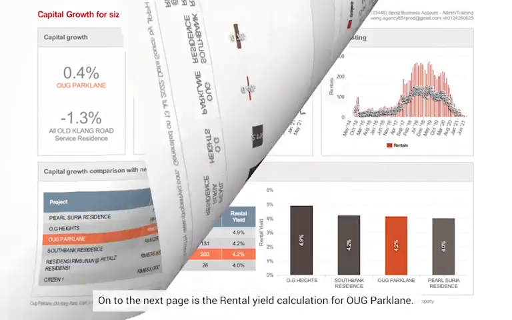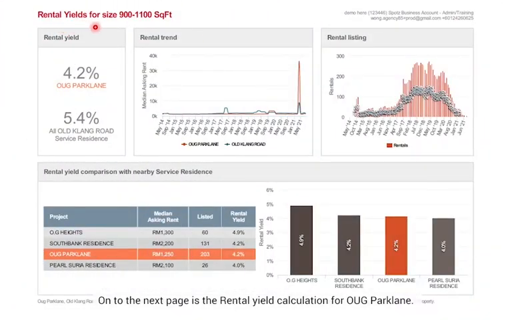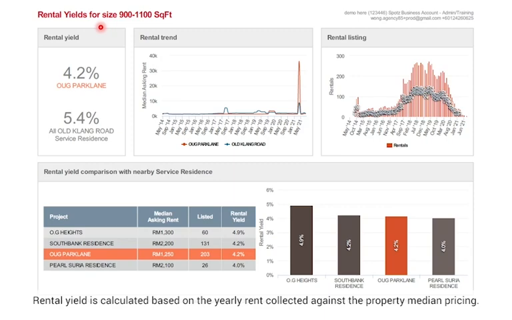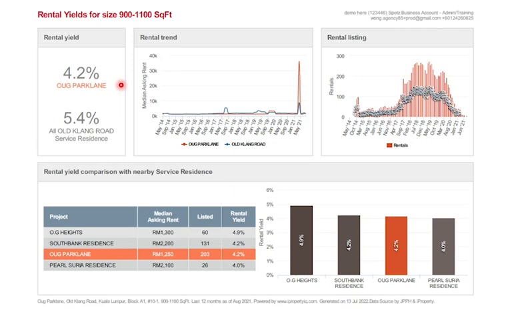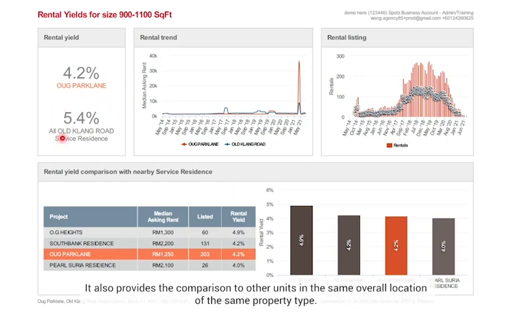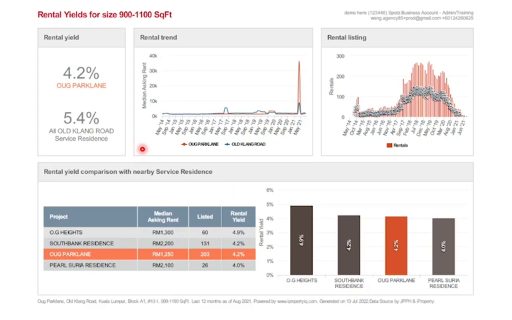On the next page is the rental yield calculation for OUG Park Lane. Rental yield is calculated based on the yearly rent collected against the property median pricing. It also provides the comparison to other units in the same overall location of the same property type. Again, you can use this data to support your sales pitch.